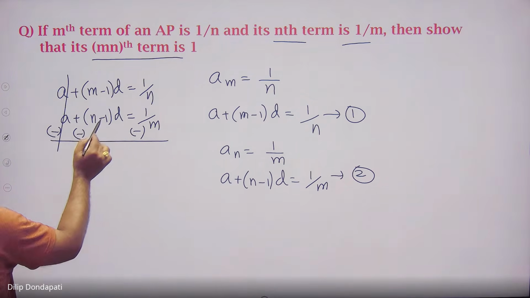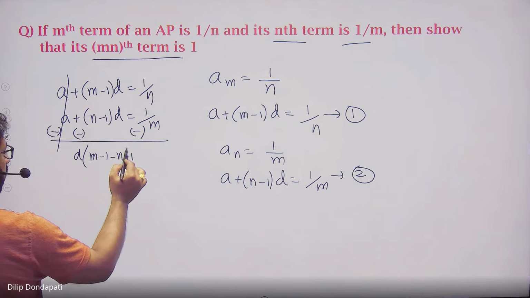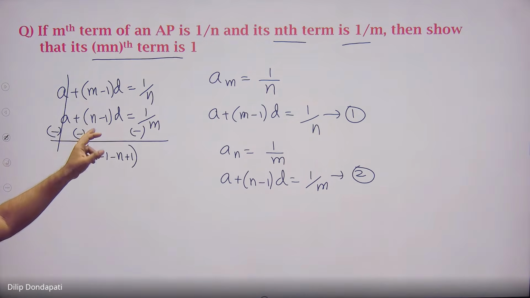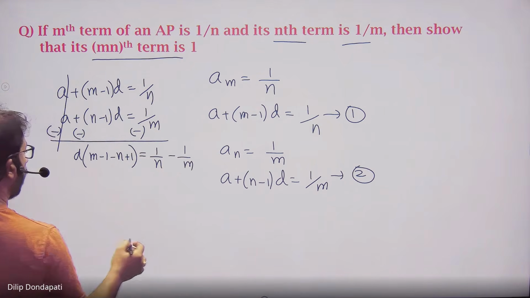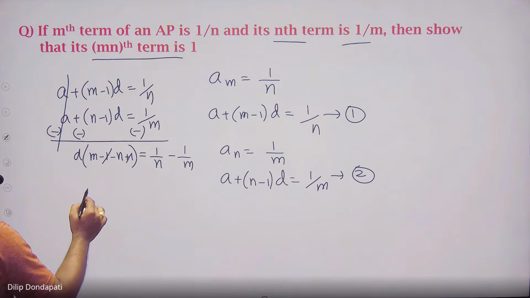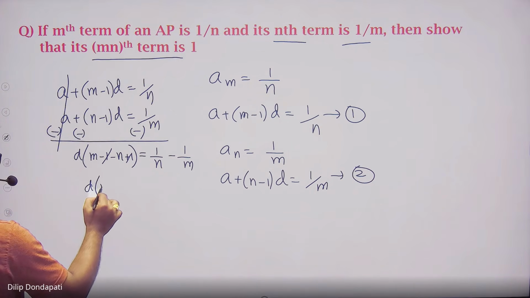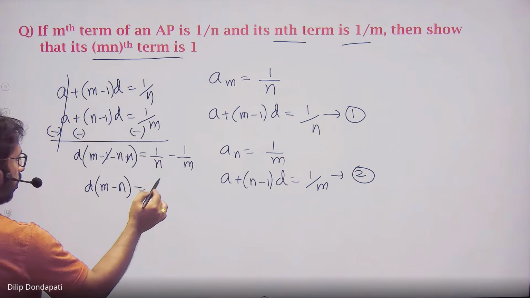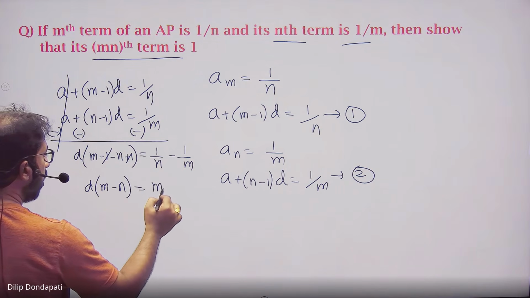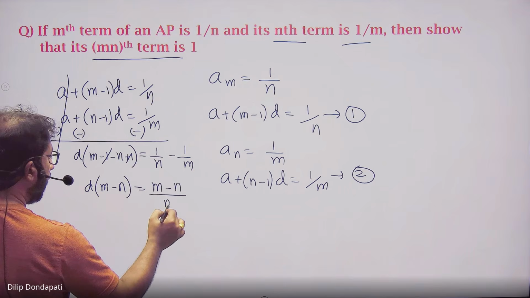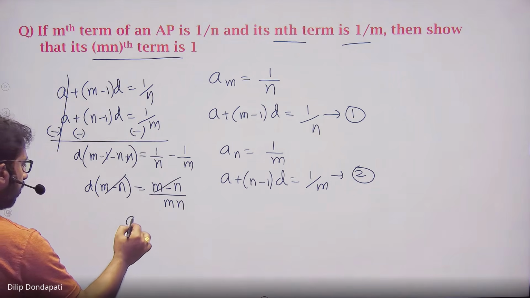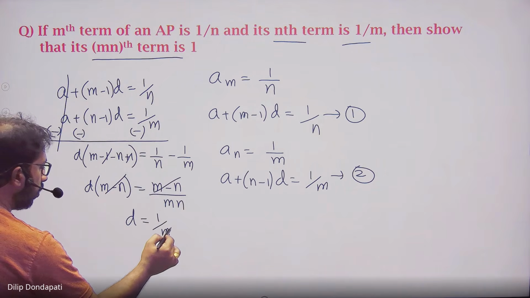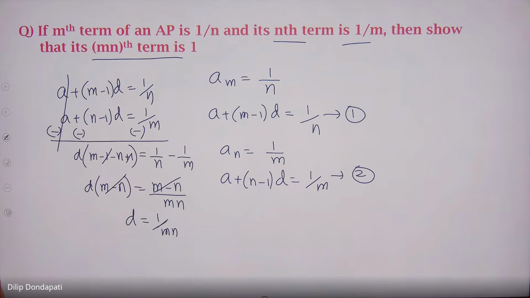देखो, minus n plus 1, right? d कॉमन लिया तो ये माइनस से मल्टीप्लाई करूंगा. minus n plus 1 is equal to 1 by n minus 1 by m. Okay. So minus 1 plus 1 cancel. So d times of m minus n is equal to LCM लेते क्या होगा? m minus n by mn. So m minus n, m minus n cancel. Therefore d value is 1 by mn. So d value got.